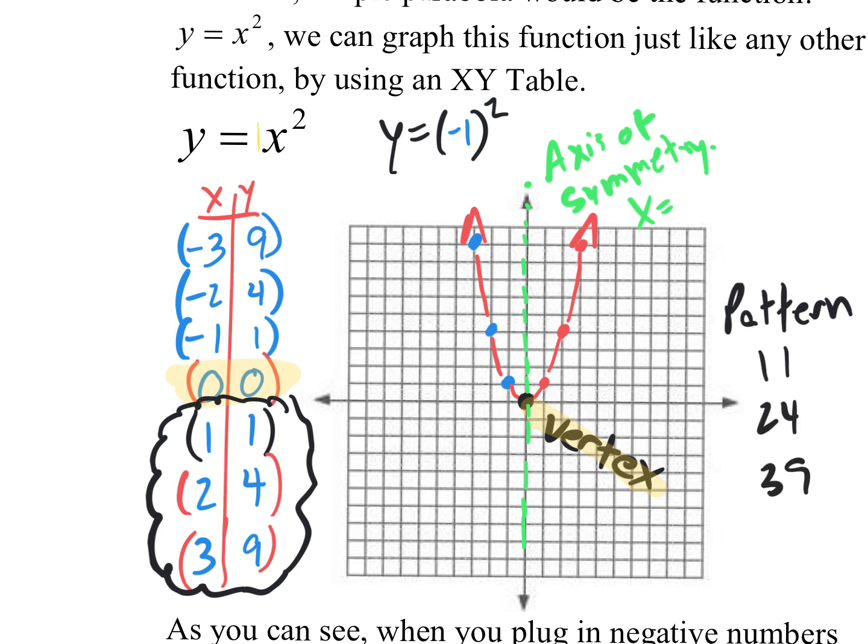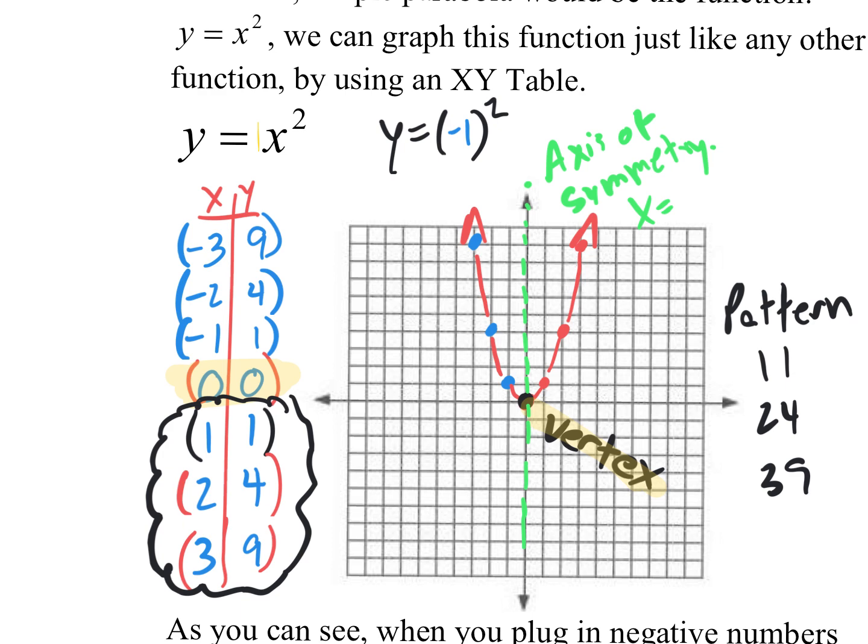Okay? So what does that mean? Once you find your vertex, you'll be able to go 1 to the side and 1 up. And then go back to the vertex and go 2 to the side and 4 up. And then go back to the vertex and 3 to the side and 9 up. 1 to the side, 1 up. 2 to the side, 4 up. 3 to the side, 9 up.